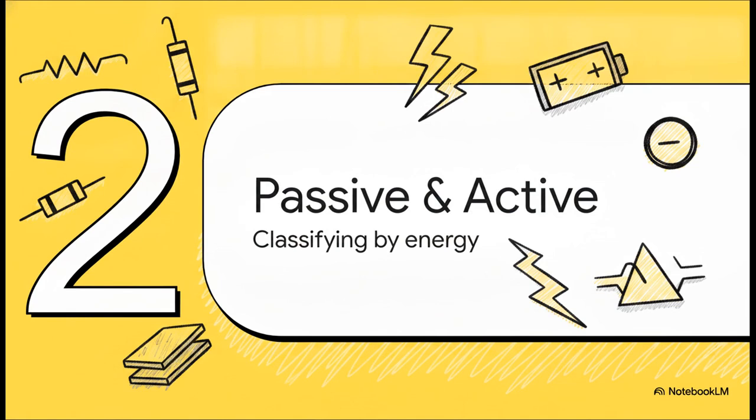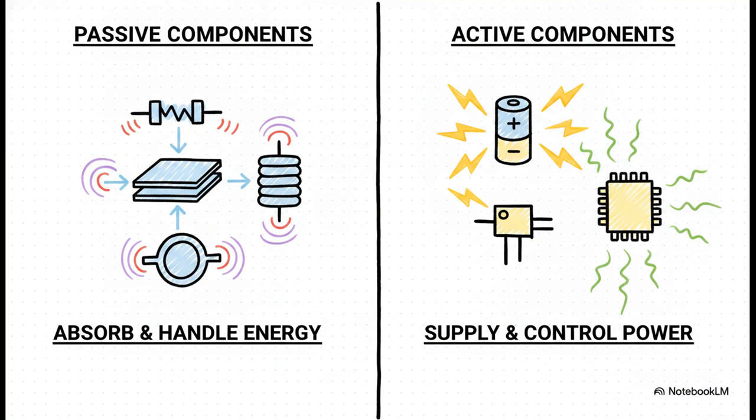Moving right along to Section 2, Passive and Active Families, classifying by energy. The real dividing line here is all about energy. Passive components? Well, they cannot supply net energy to a circuit. They can only store, release, or dissipate the energy that's handed to them, and they definitely cannot amplify a signal. You don't need any external power supply to make them work. We're talking resistors, capacitors, inductors, transformers. A passive part can literally never give out more than it took in.